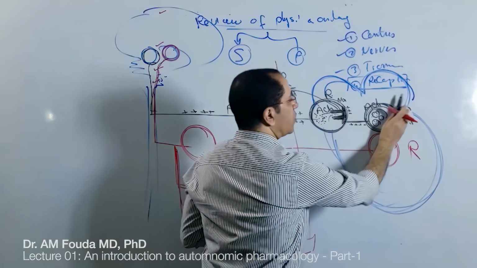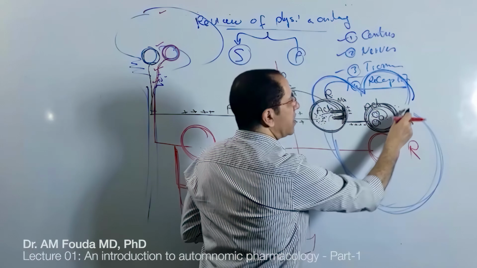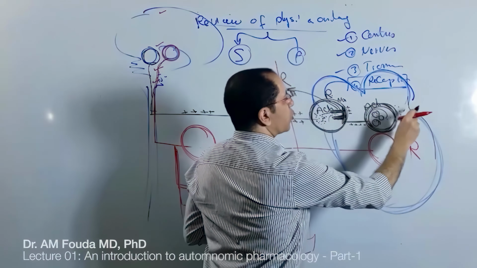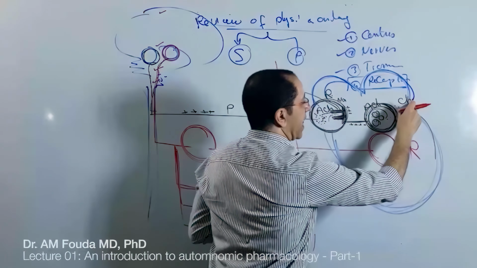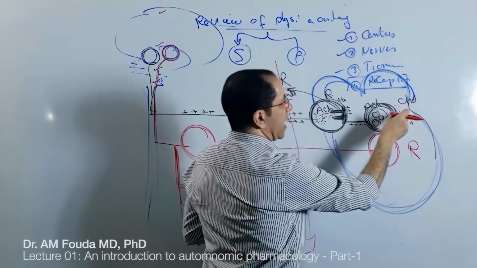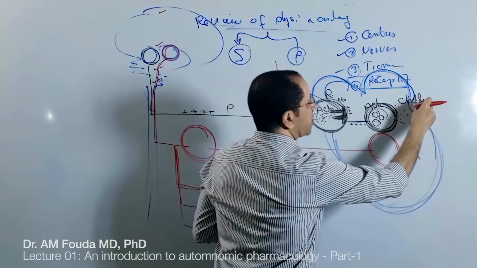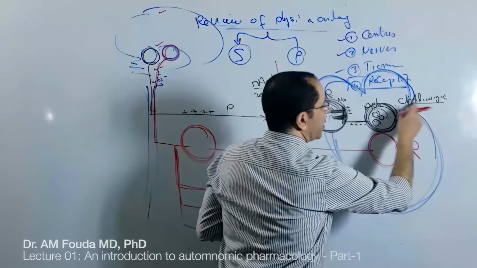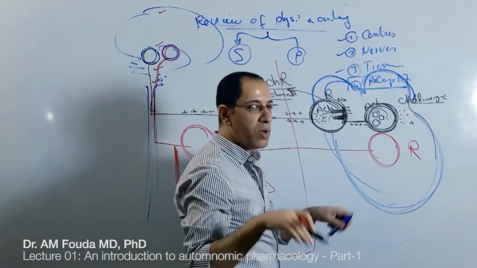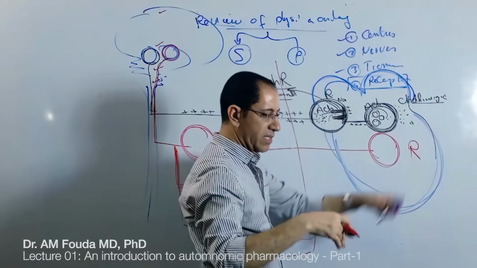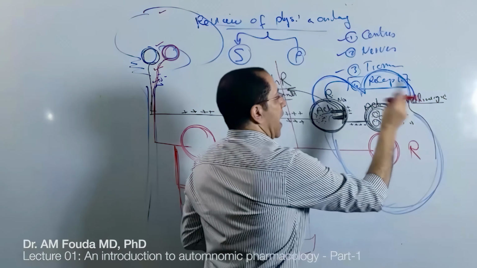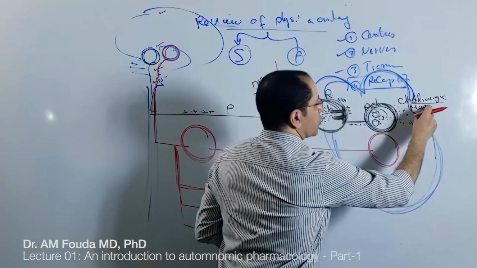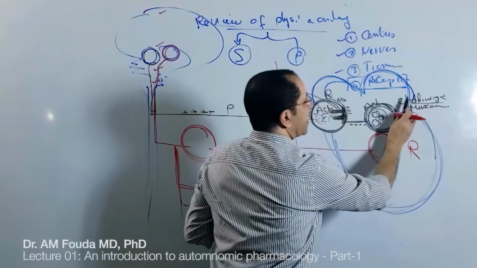M is short for muscarinic and the number is for the subtype. So we have M1, M2, M3, and we also have M4 and M5, but those two are of little significance. These are the muscarinic receptors, which will be discussed in detail but not right now. This whole system is called the parasympathetic system.